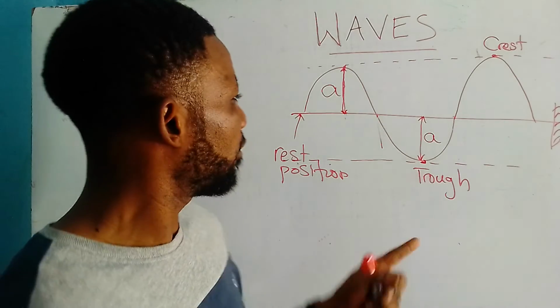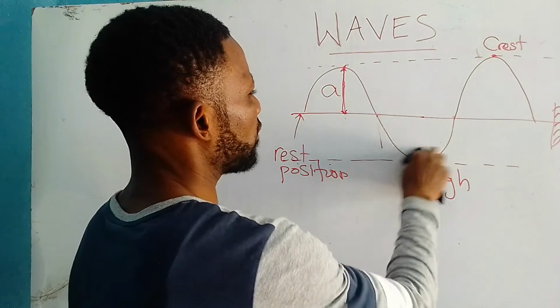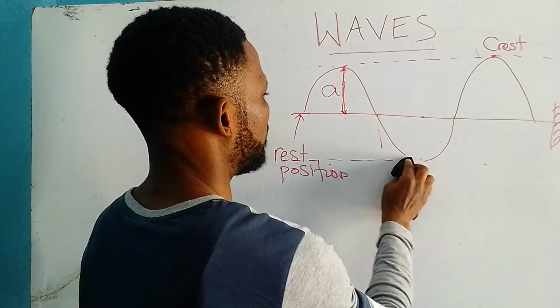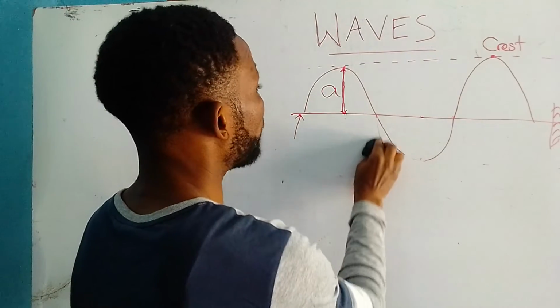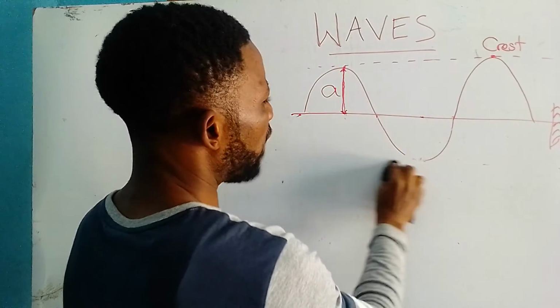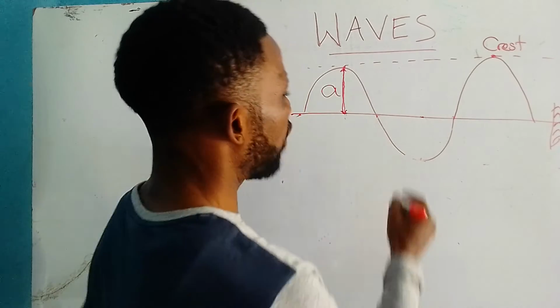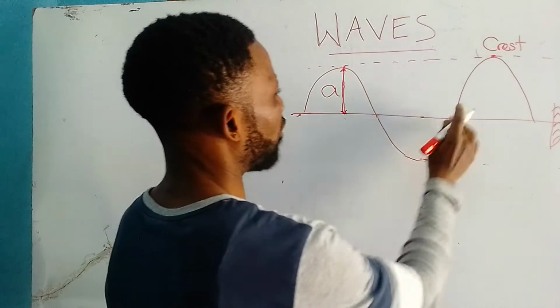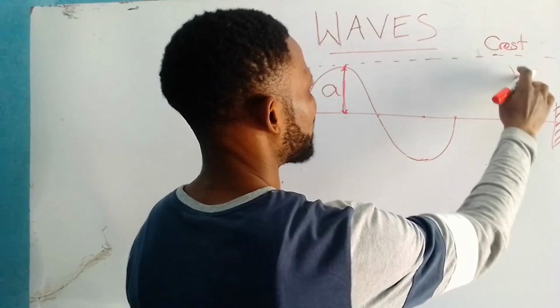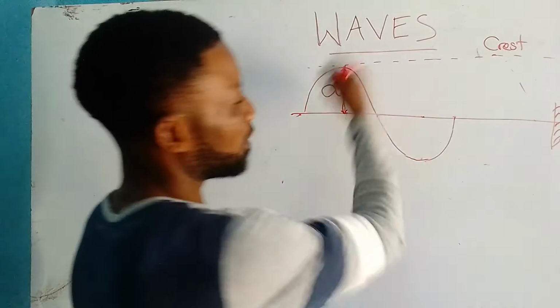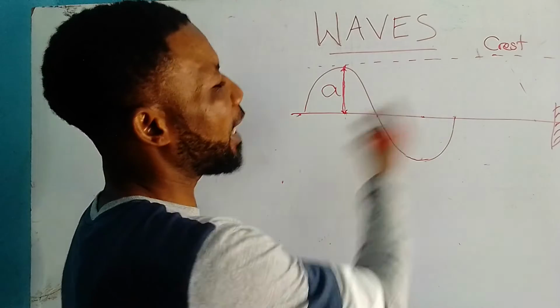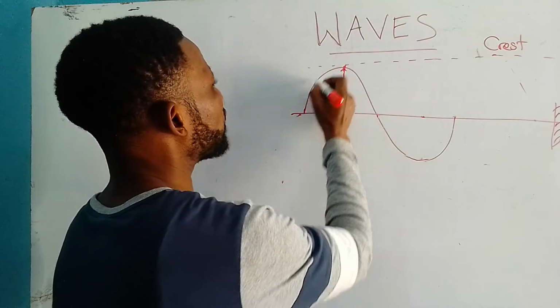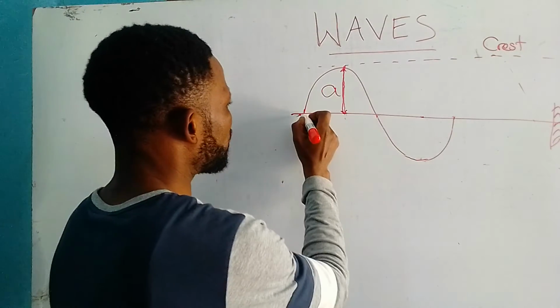If that is noted, I want us to define the next term, which is the wavelength. The wavelength is just the horizontal distance measuring the length of the wave. This is a complete wave. So what is the length of this wave? It's not going to be all of this distance. No, it's the horizontal distance.